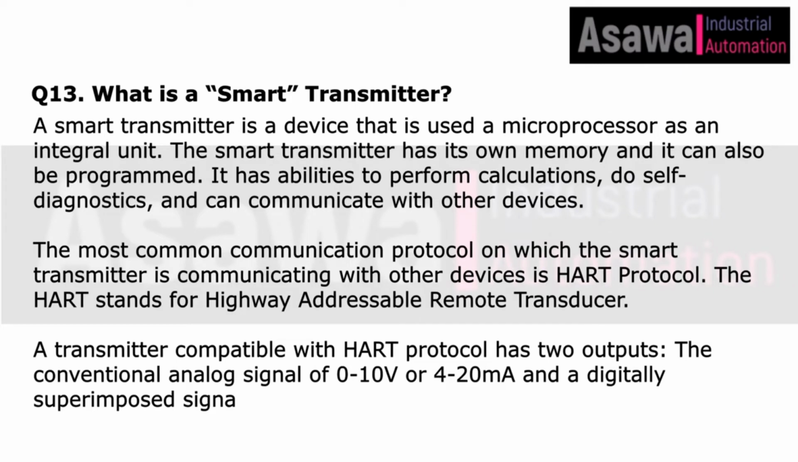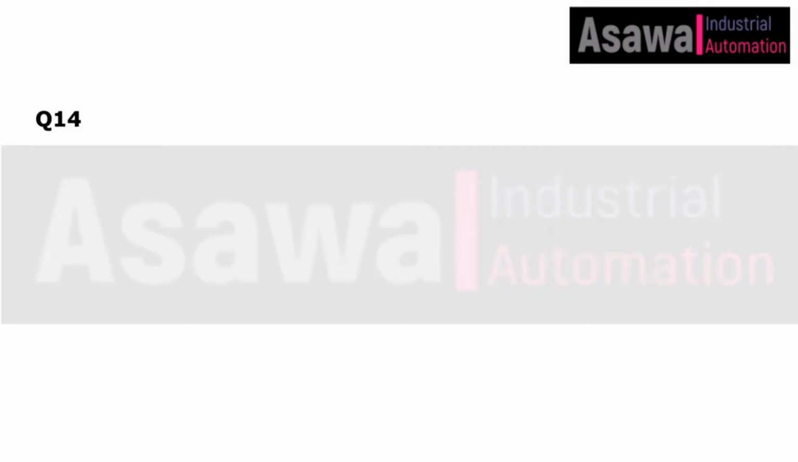A transmitter compatible with HART protocol has two outputs: the conventional analog signal of 0-10 V or 4 to 20 mA, and a digitally superimposed signal.